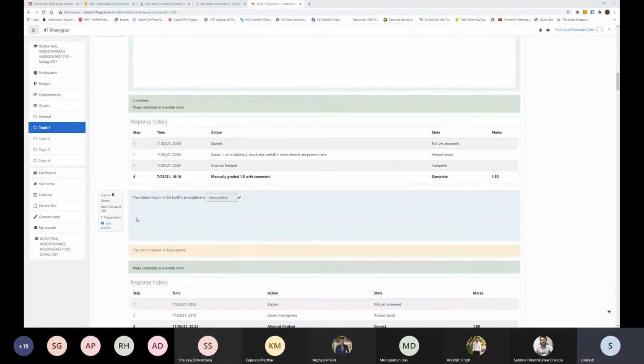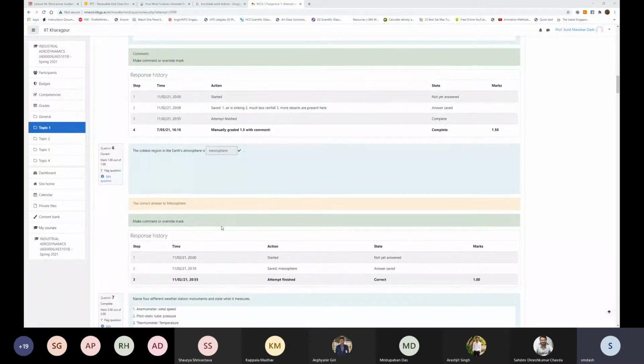Then, the coldest region in the Earth's atmosphere is the mesosphere. Okay, so this is already there in the slide. I think most of the questions are there in the slide. It's taken from the slides.